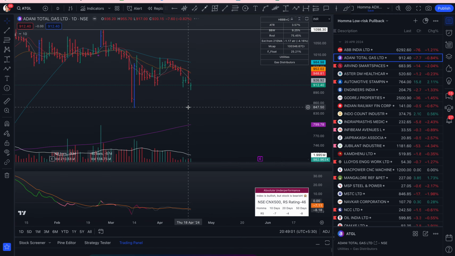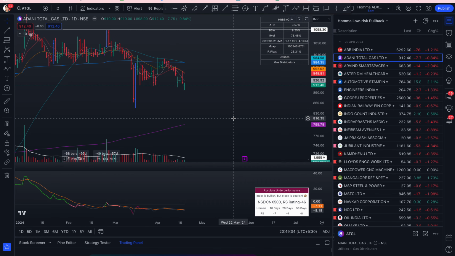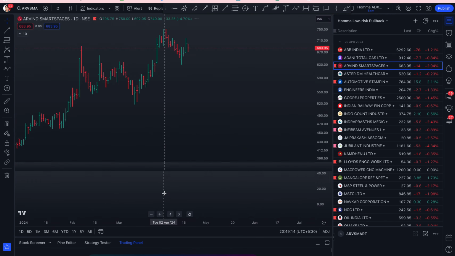Okay, going to the next stock, Adani. This is also again, मैं सबसे पहले ये देखता हूँ, मेरा नंबर 1 फिल्टर यही है, MARS के ऊपर है या MARS के नीचे है. भाई MARS के नीचे मैं मतलब I will not see that.